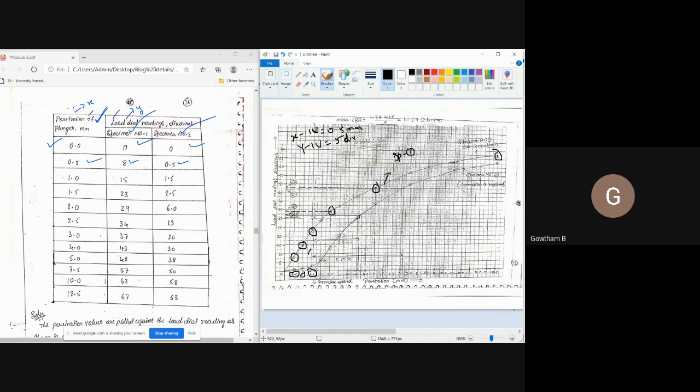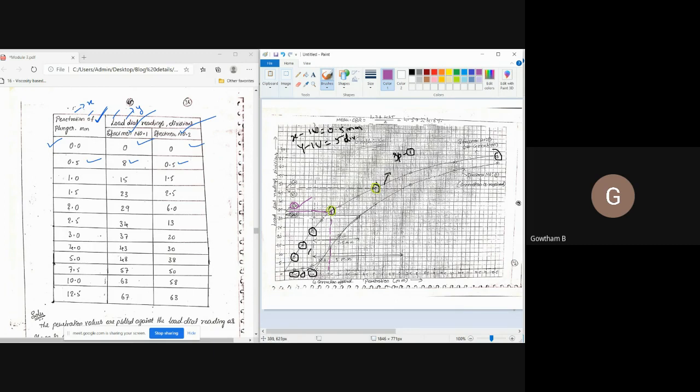Once it is done, you have to concentrate on two values: the value marked at 2.5 mm penetration, and the value marked at 5 mm penetration. Now what you have to do is project a line from 2.5 mm penetration to the curve and project back to the y-axis, and note down this value, which is equal to 34 divisions.